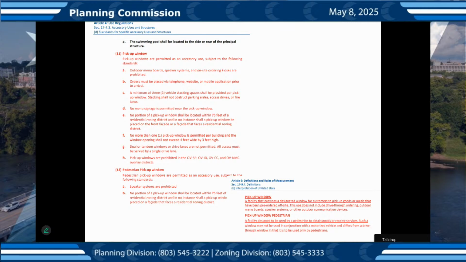I found this interesting. I didn't even realize this wasn't an allowable use. Well, currently it is considered to be a drive-through. Yeah, I think this is good. Are there any questions or comments from commission members?